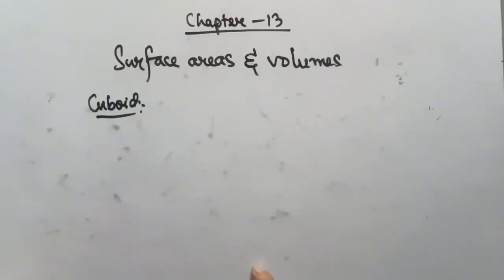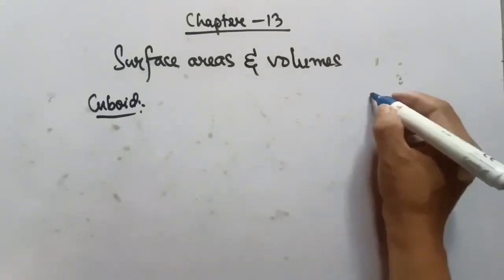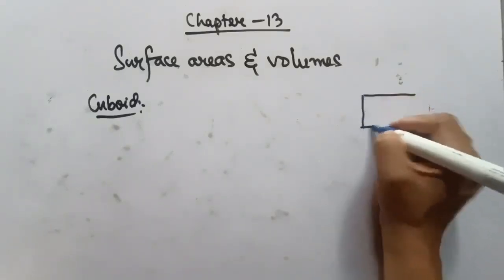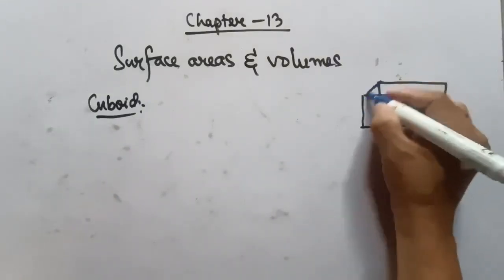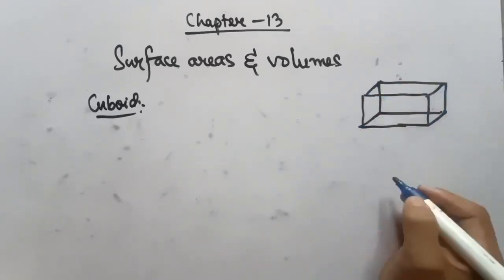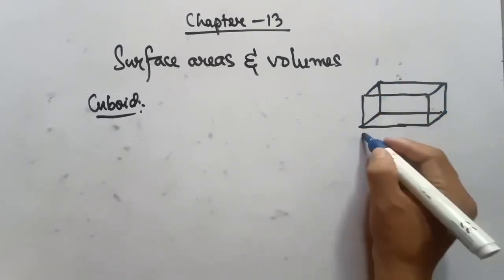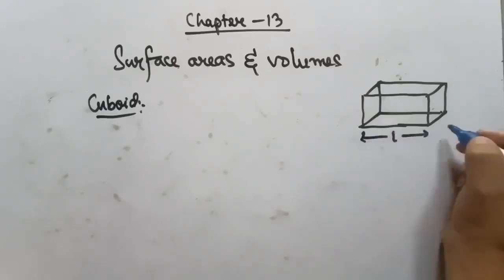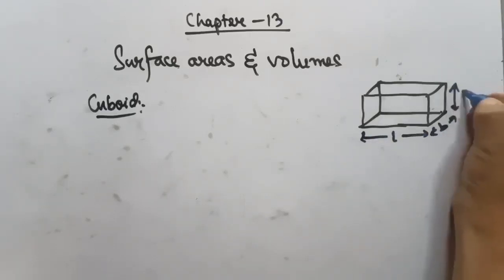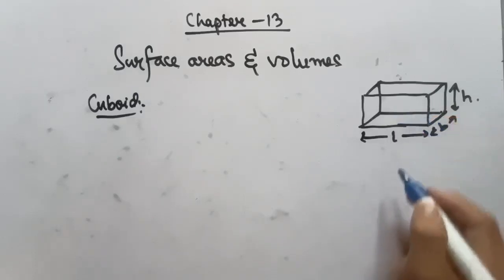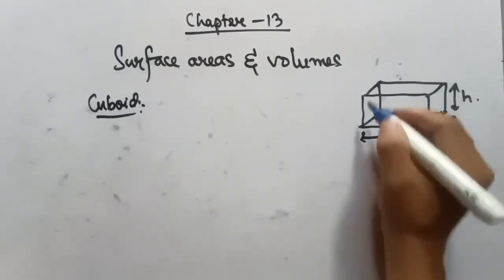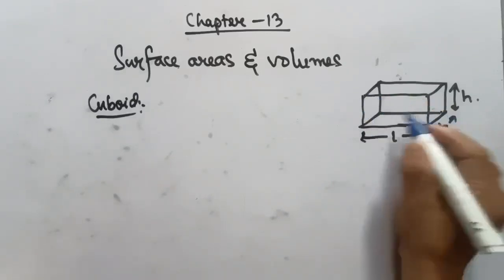First of all, let us understand about cuboid. As you know, a cuboid is made up of 6 rectangular faces in which the opposite faces are of equal dimension, that is, of equal area. If this is the length, this is the breadth, and this is the height, then the surface area of this cuboid will be the area of the 6 rectangular faces making up this cuboid. And as you know, the opposite faces are of equal area.